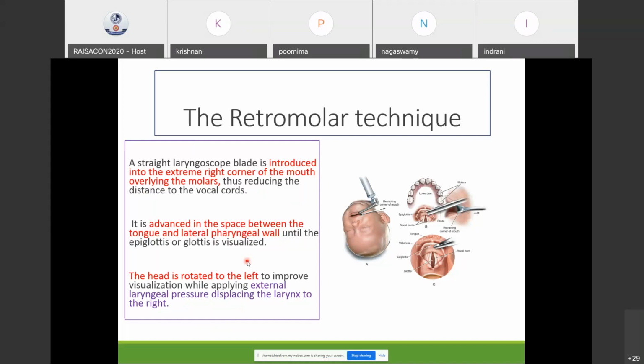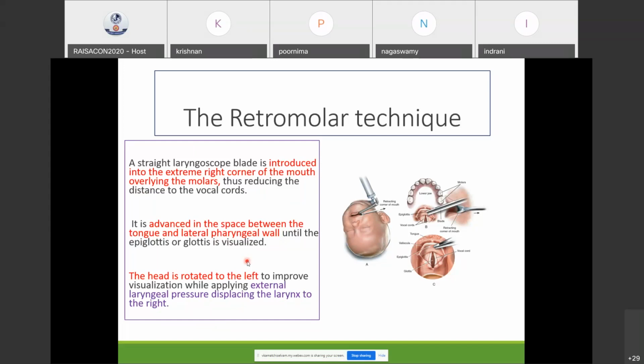You have to say very clearly: we rotate to the left and the external maneuver is to the right. Yes, sir, to get a maximal view. Okay, you are done. You have visualized. Then what will you do?